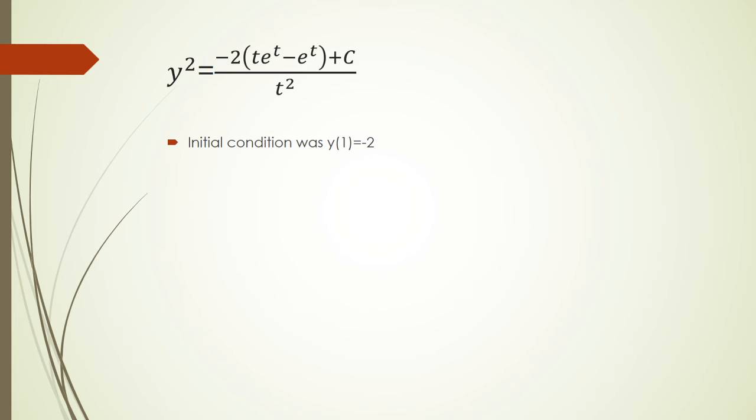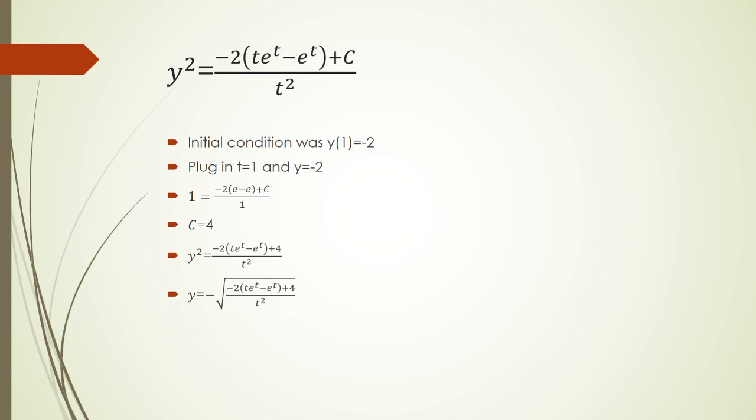And now let's handle the initial condition that y of 1 is negative 2. So let's plug in negative 2 in for y and 1 for t. So when we do that, we get c is 4. Okay, so this is what we have so far. We have it in terms of y squared. But I want y, so I'm going to take the square root of both sides.